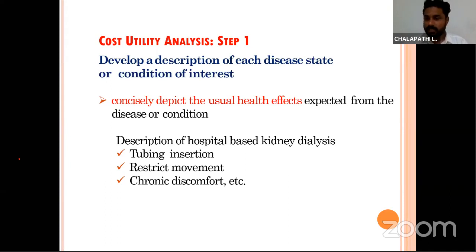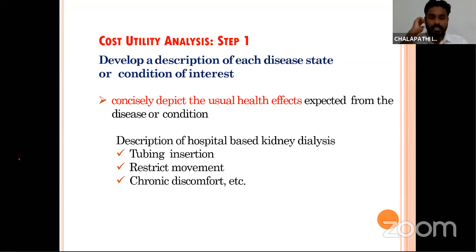He will be restricted in his movement. That will badly affect his quality of life. He cannot move out or do anything else for another two hours or however much time it took for a kidney dialysis. Because of that insertion, his restriction to move is a kind of utility measure which you have to take care of here. So this is the difference between a humanistic outcome and a clinical outcome.